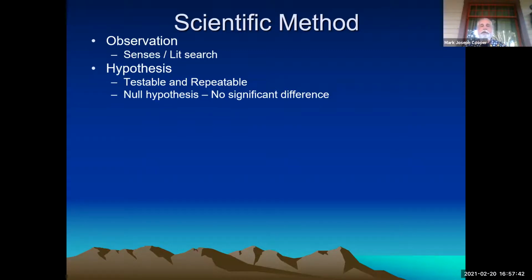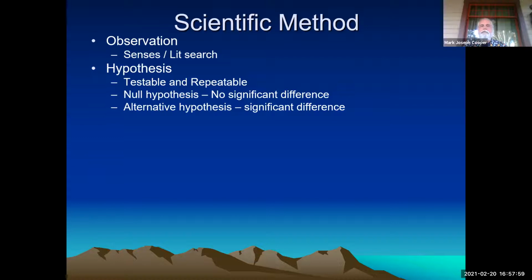Doesn't make a difference. There is no significant difference between the two groups. So my null hypothesis would be correct. The other version of it, the other side of the coin, is the alternative hypothesis. And that would be a large H with a subscript of A.